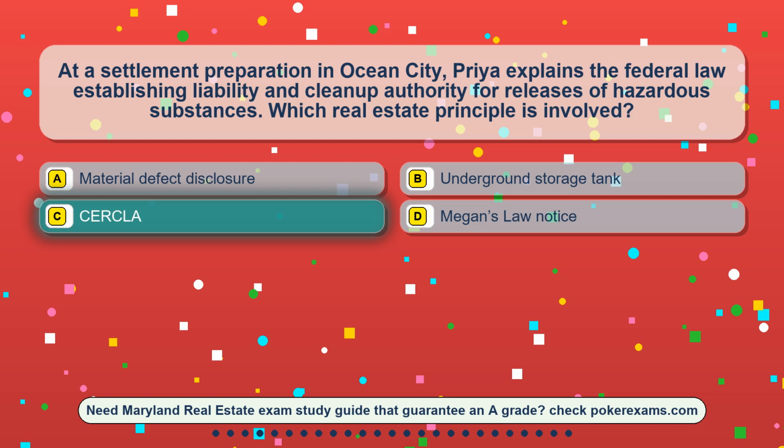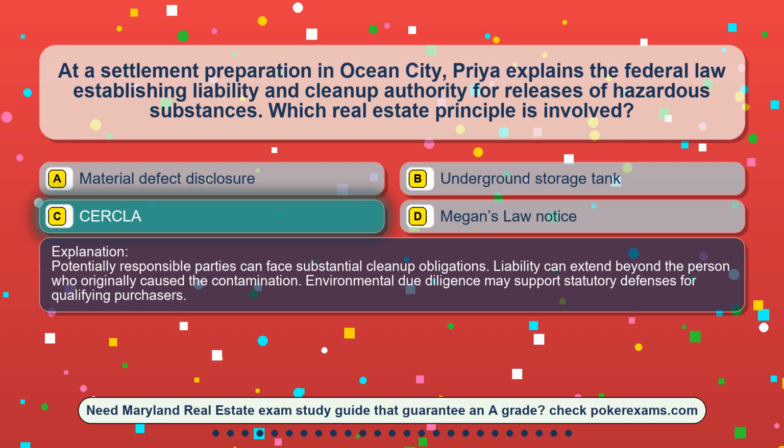The correct answer is option C, CERCLA. Potentially responsible parties can face substantial cleanup obligations. Liability can extend beyond the person who originally caused the contamination. Environmental due diligence may support statutory defenses for qualifying purchasers.